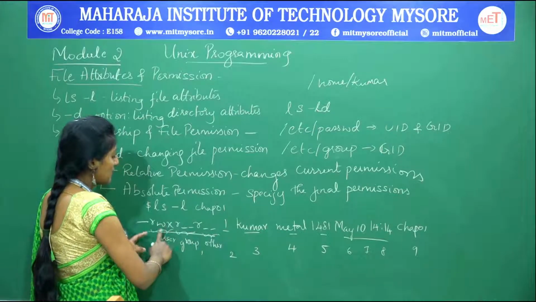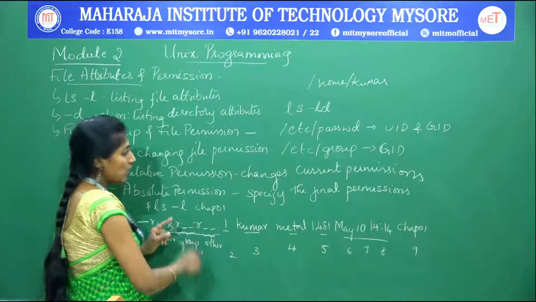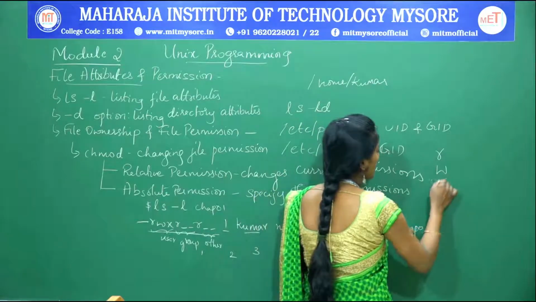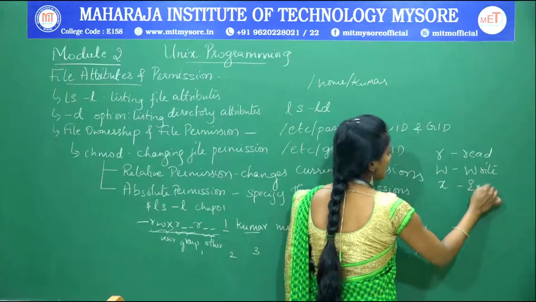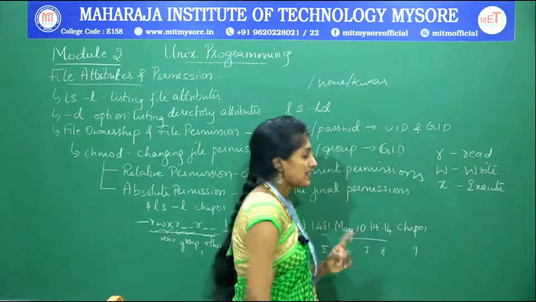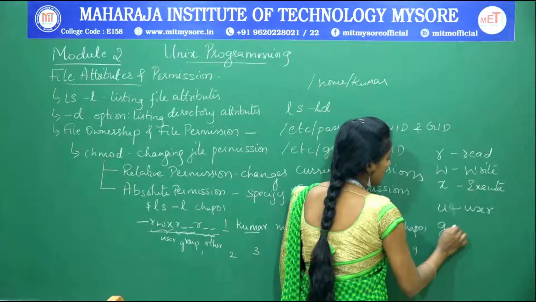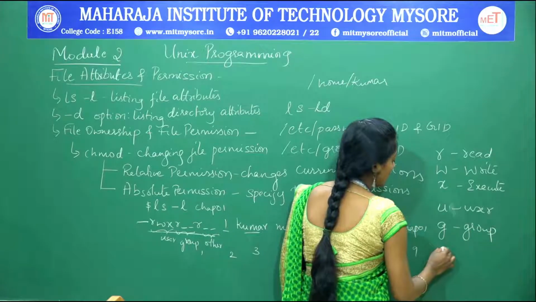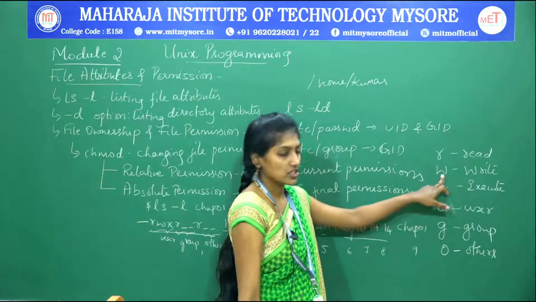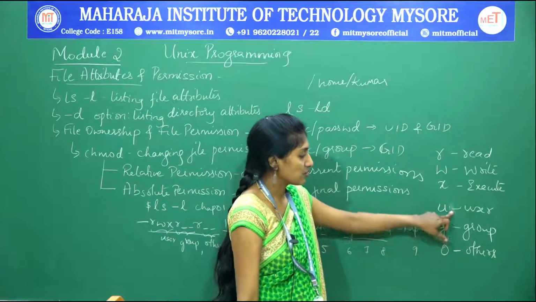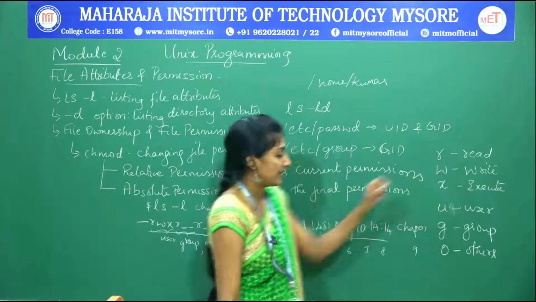So RWX, for user, means that read, write and execute permission has been provided. This RWX is an abbreviation for read, write and execute. Likewise, U represents user, G represents group and O represents others. So these are the abbreviations for read, write, execute permission, and these are the 3 categories of user, group and others. For all these 3 categories, the permission is assigned in this way.